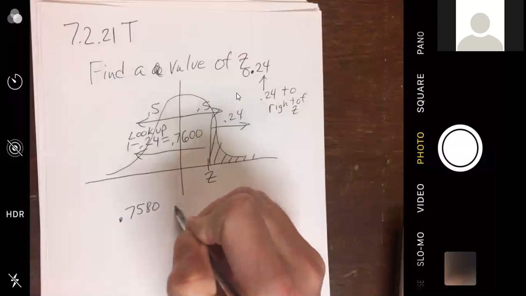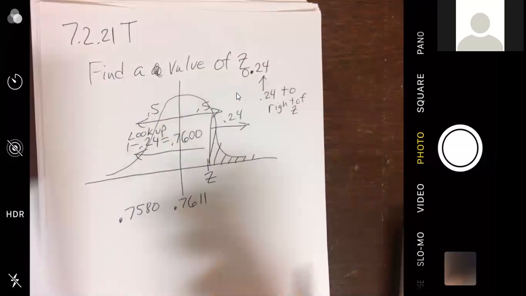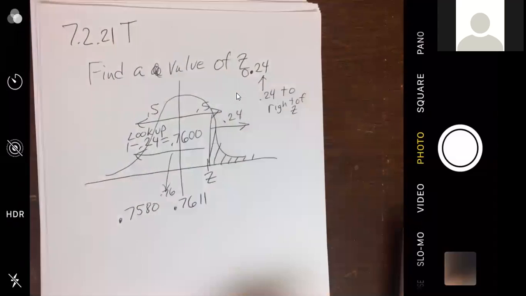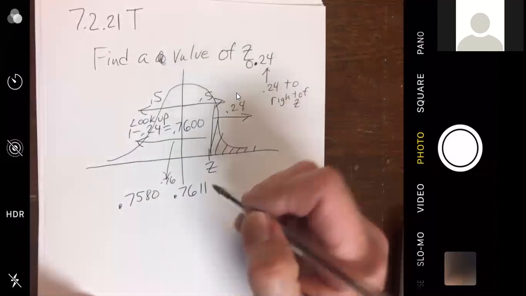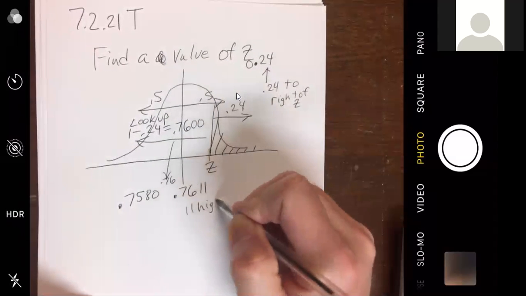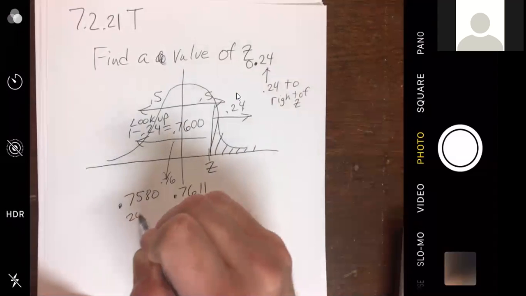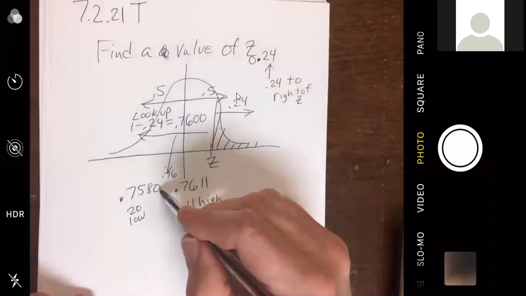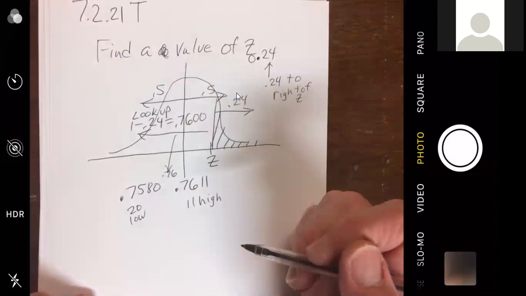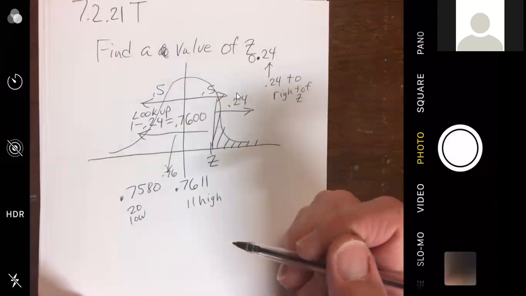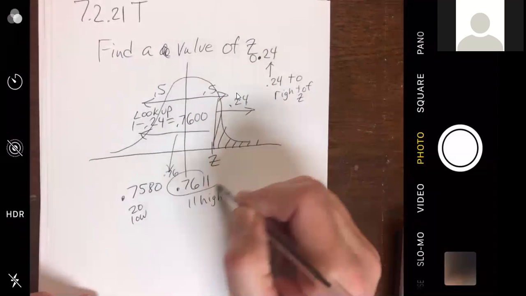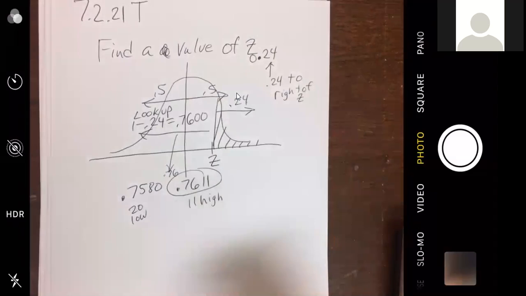0.7580, let's see, 0.7611. So 0.76 is right in the middle there. And it looks like we're 11 high, about 20 low. 80 up to 0.76 even would be a difference of 20, 0.0020, really. So I'm going to pick this one.